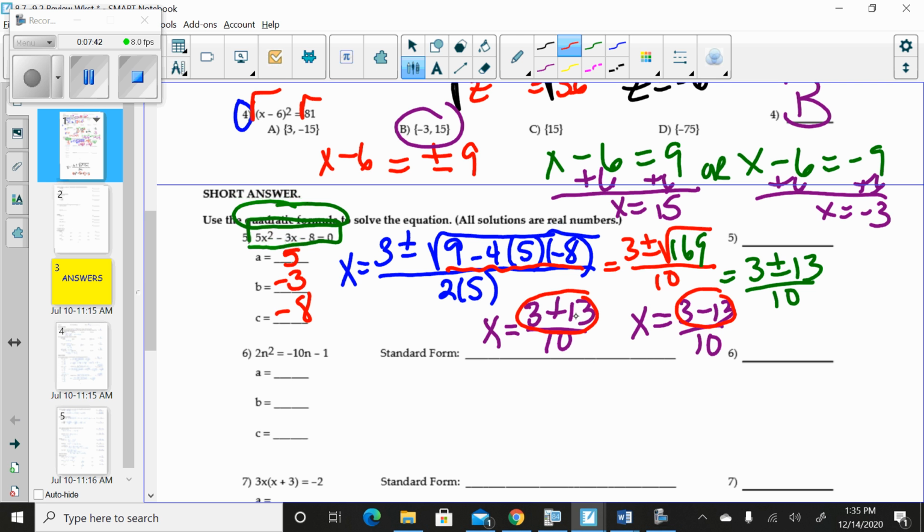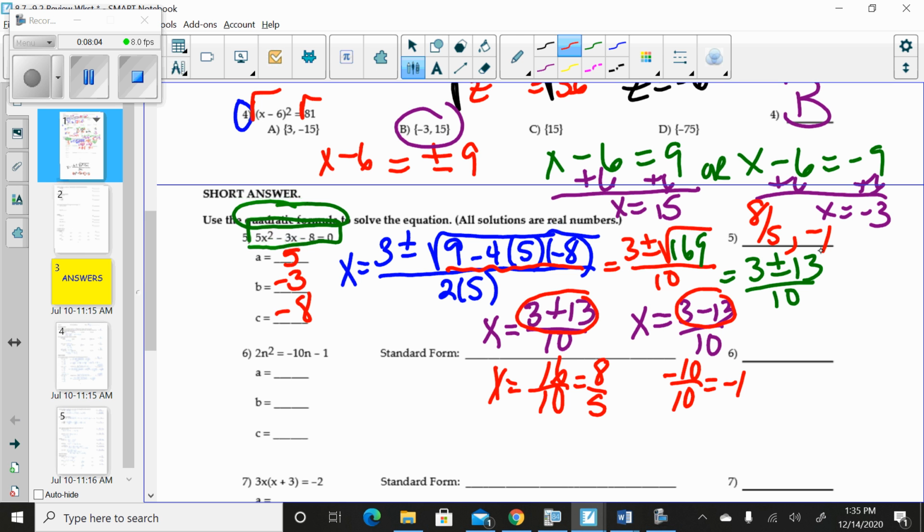So 3 plus 13, and that would be 16. So 16 tenths, which can reduce down, divide them each by 2. That would be 8/5. So one of our solutions is 8/5. The other one, 3 minus 13, so -10 over 10 would simplify down to -1. So we get 2 different solutions, and they're decent numbers.